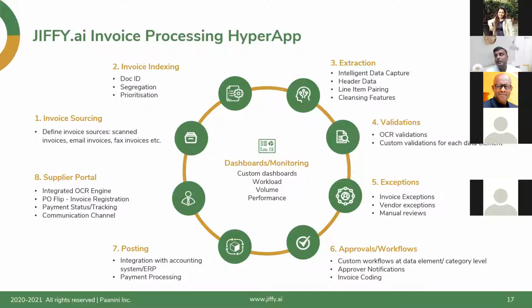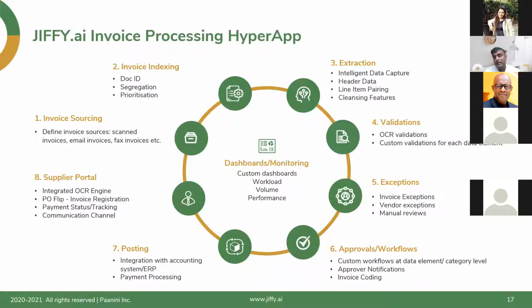Third is extraction. So this is 3, 4, and 5 is where the majority of the time goes in processing an invoice. You will have different formats, quality of the invoices differ, the type of invoices differ. So the ability to identify what type of invoice is it? Is it an invoice? Is it a credit note? Is it a service invoice? Is it a PO invoice? How do you validate that automatically and extract the data from it?